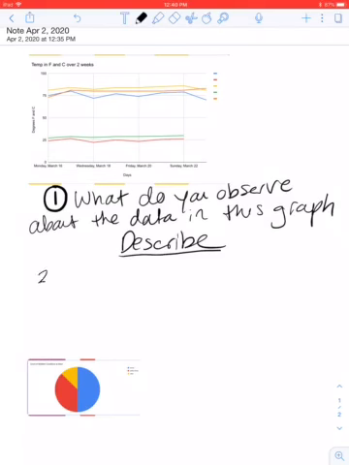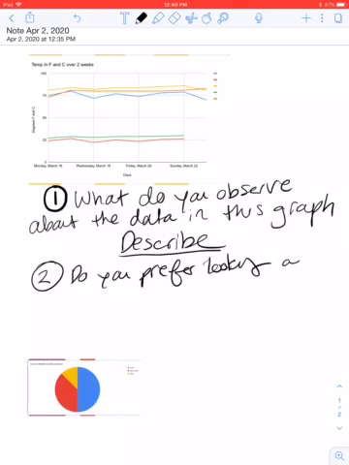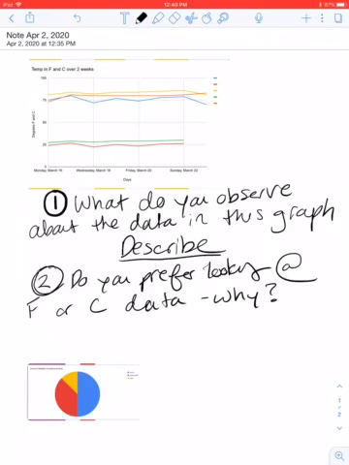And then I want you to tell us, do you prefer looking at Fahrenheit data or Celsius data? And then why? Okay, I'm going to give you an example for number 1 because I want us to practice being a little more verbose in writing, which means I want all my students to be able to say a little bit more than what we're currently saying.